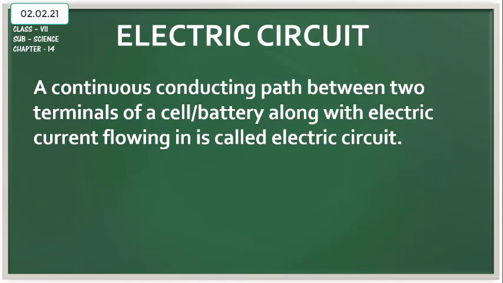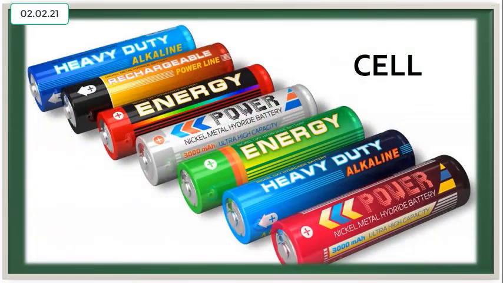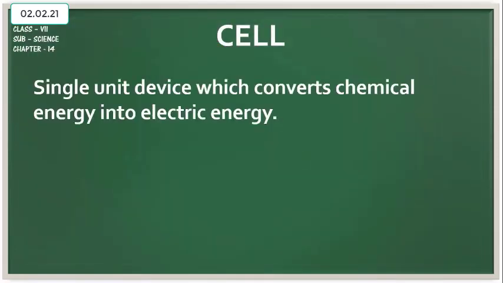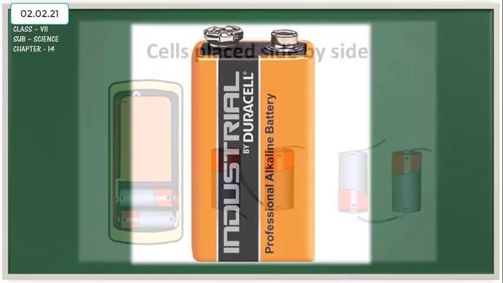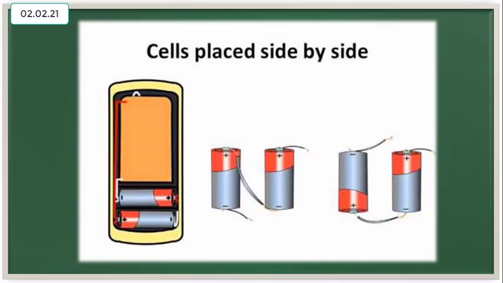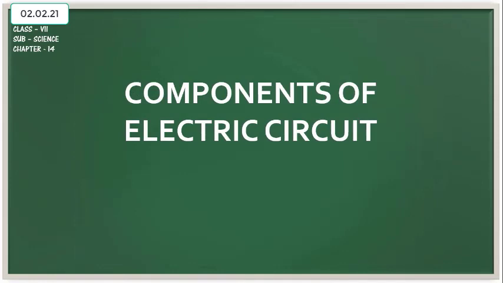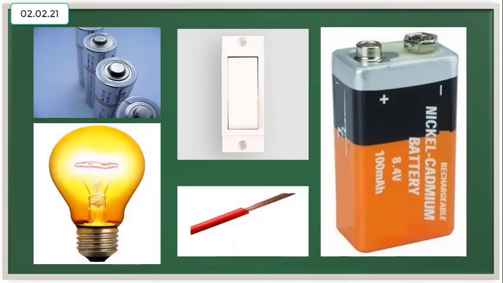Here you can see an image. What is this? Usually we call it a battery, but it's not a battery, it's a cell. A cell is a single unit device which converts chemical energy into electric energy, while a battery usually consists of a group of cells, where the positive terminal of one cell is connected to the negative terminal of the next cell. The components of an electric circuit are cell, bulb, switch, wire and battery.